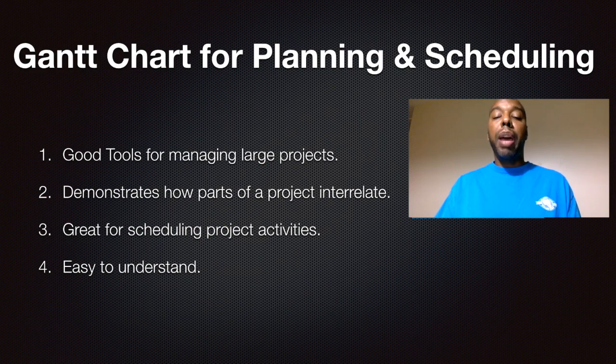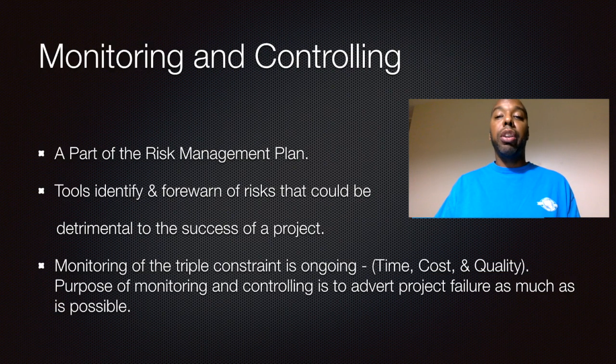Now, a program manager also needs to monitor and control throughout the life of the project. This means that a part of the risk management plan is to make sure that there's a monitoring and controlling plan in place. Different tools need to be identified so that these tools can be used to forewarn of risks that could be detrimental to the success of the project.